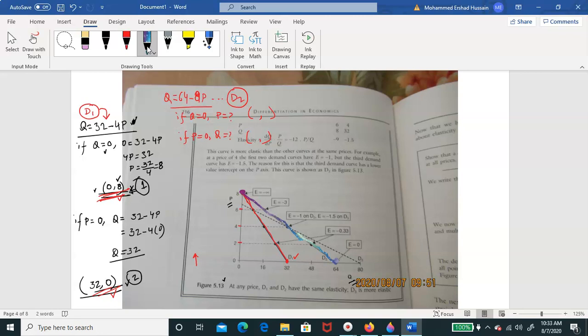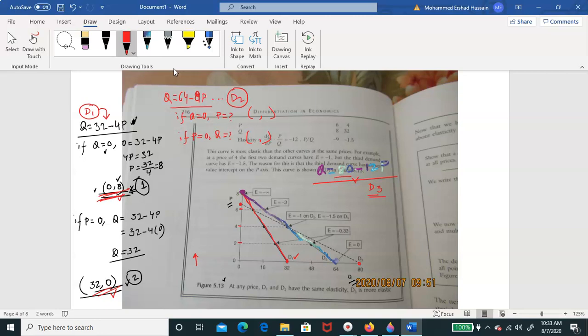Now D3 will be the equation Q equal to 80 minus 12P. See that? 80 minus 12P. So that one we have. You can now see this is the D3 equation. So you see we have different lines, different demand curves for different equations. In the graph and also in the equation they are different.